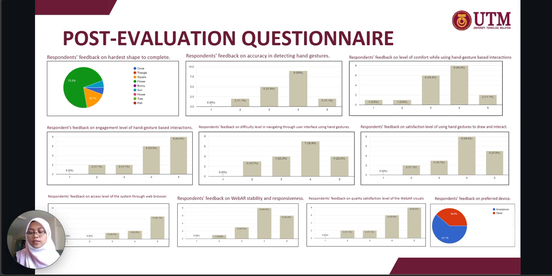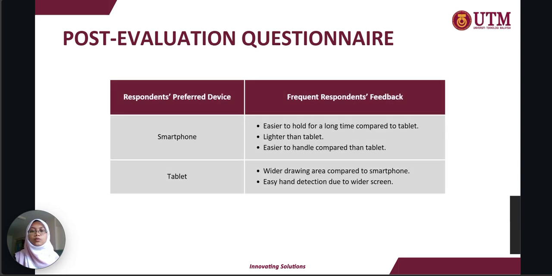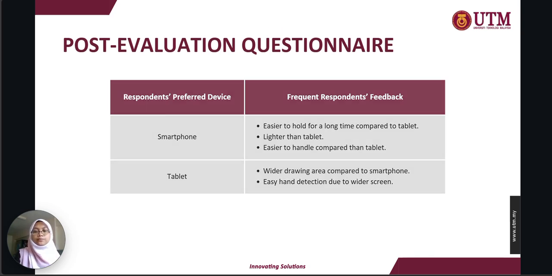And then when we asked which device they prefer, most of them preferred to use a smartphone compared to a tablet. So why did they choose smartphone? Because it's easier to hold for a longer time, it's lighter than a tablet, and it's easier to handle. But people who chose tablet say that it has a wider drawing area compared to a smartphone, and it's easier to detect the hand due to the wider screen.